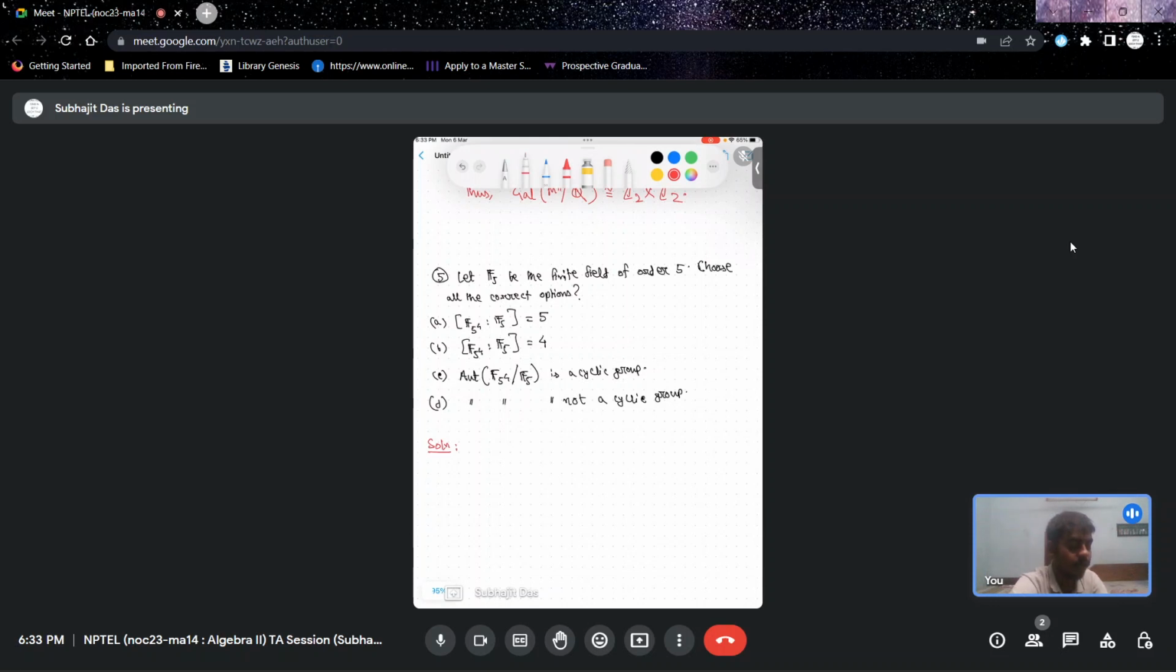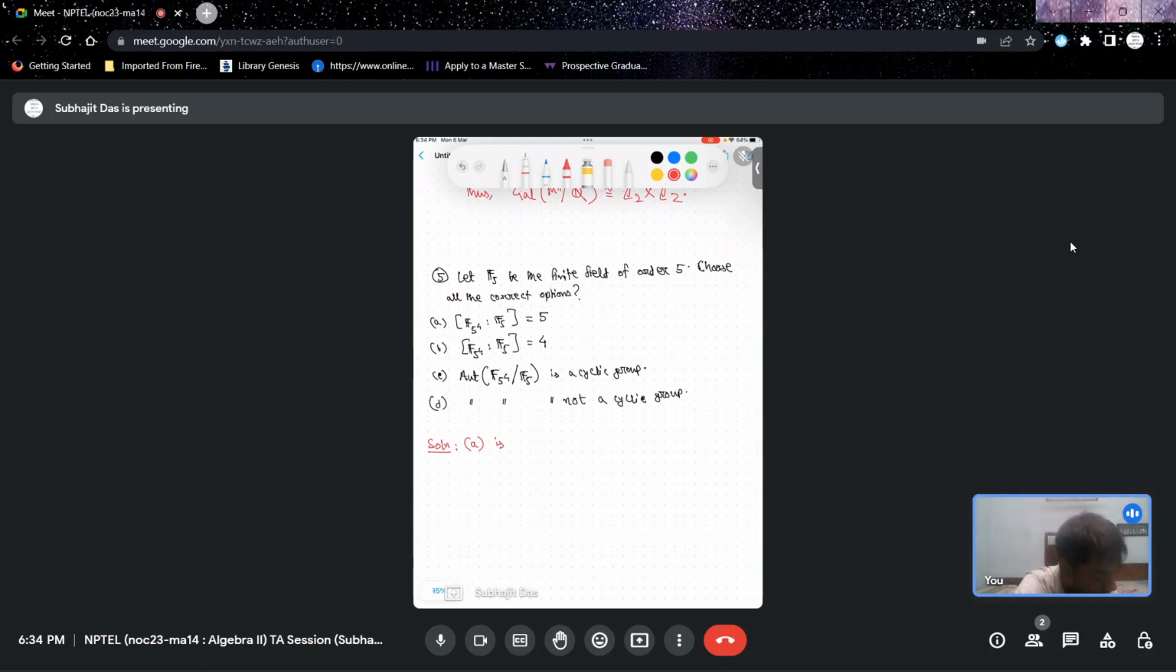Okay, so let F5 be the finite field of order 5. We need to choose all the correct options from this. Option A says that if you consider F5 power 4, the finite field of order 5 to the power 4, there is up to isomorphism exactly one finite field of order 5 to the power 4, right? The Galois field of order 5 to the power 4.